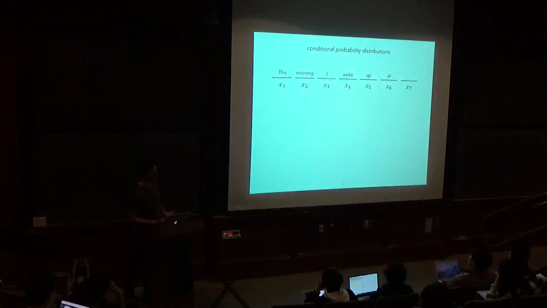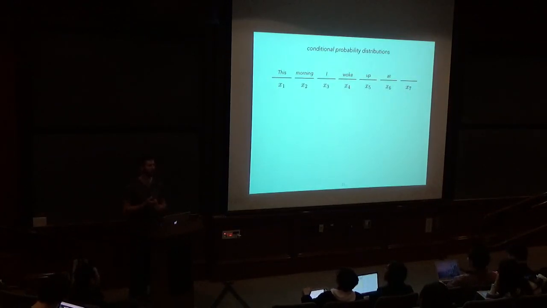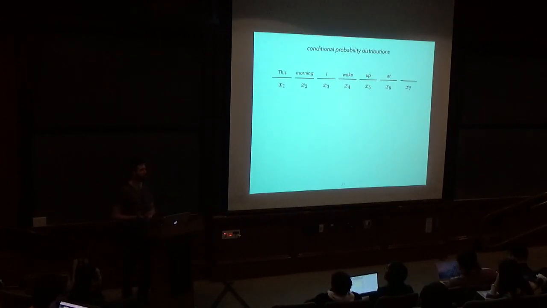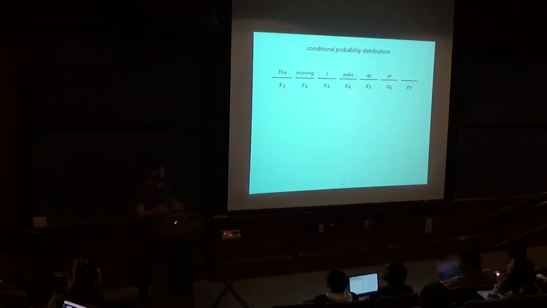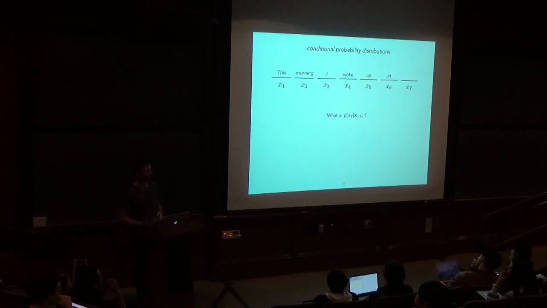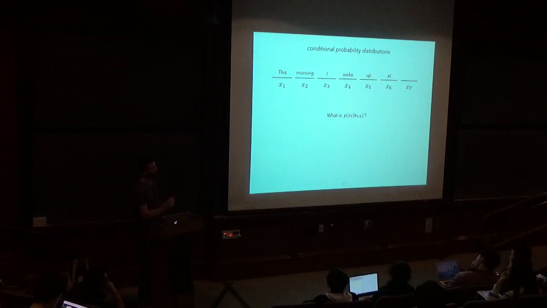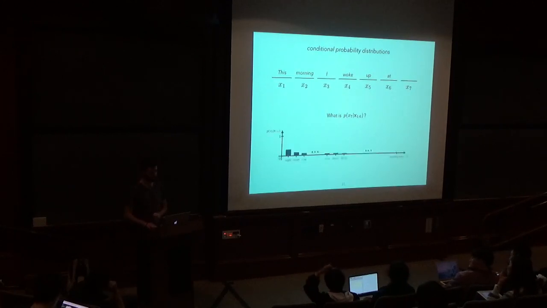So, conditional probability distributions. I could give you the sequence, this morning I woke up at, and you could probably think of what word would come next in that sequence. So what you're doing is you're imagining that you have this set of inputs that you've been given, which is x1 this, x2 morning, and so on and so forth. And then you want to assign a probability distribution over this next entry, x7. So conditioned on all of the past, what is the next item that might appear?